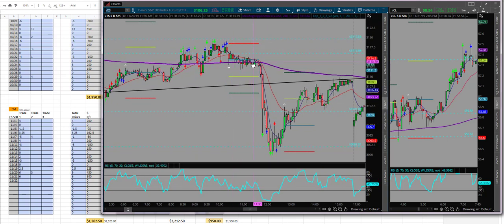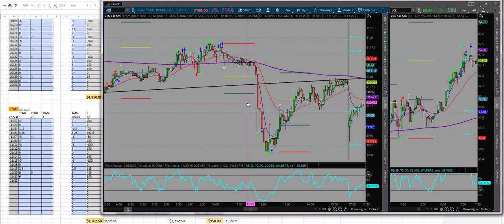So what we did here is we took a short at around 31.14. Initial targets were at 10, so that was a 4-point winner, $200 a contract.